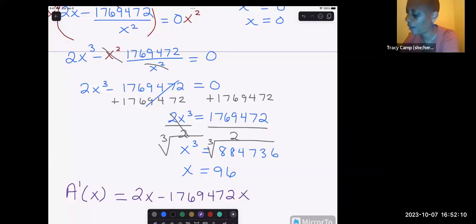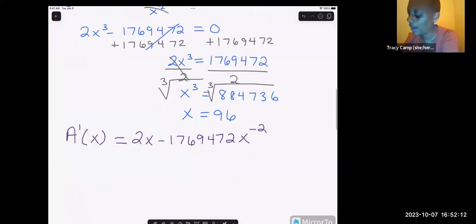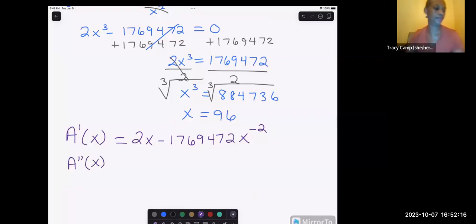Times x raised to the power of -2. And now to find the second derivative, we'll have f double prime of x equals 2. And then this comes down to the front. And then we'll have, well, whatever that is. So I'll pull out the calculator. Let's see what that is. Oh my goodness.